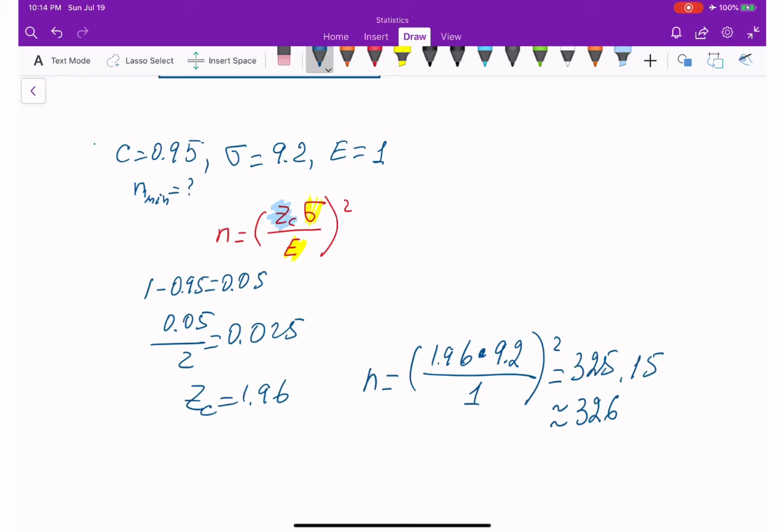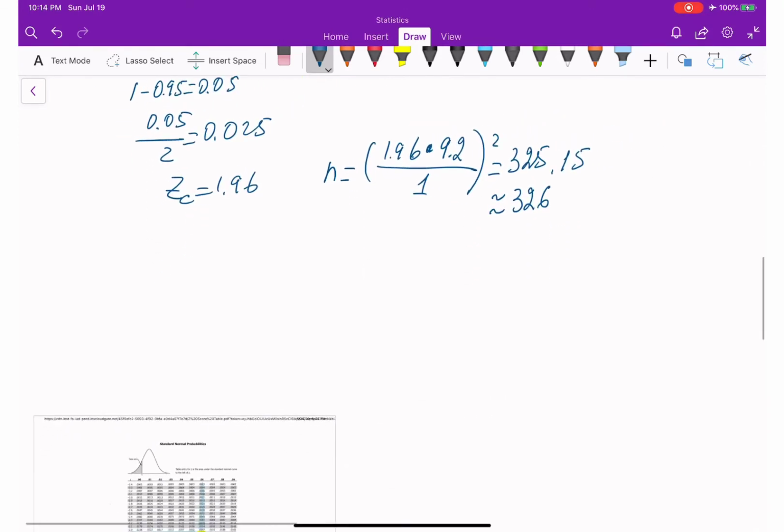So I think that's it. Minimum sample size. What else? Oh, let's find sample mean. Another interesting problem here.